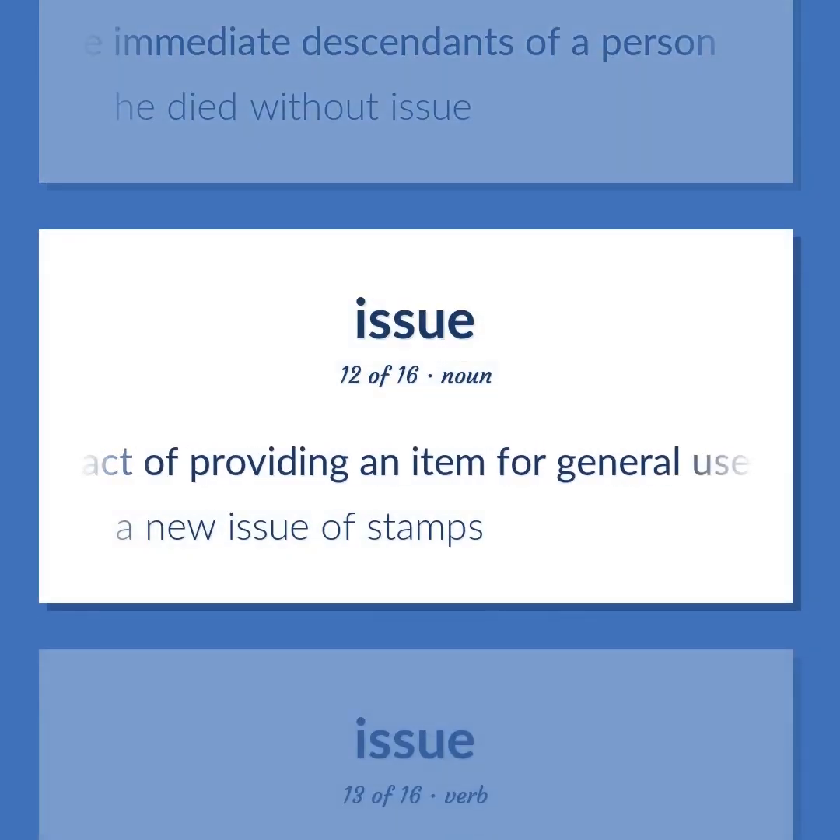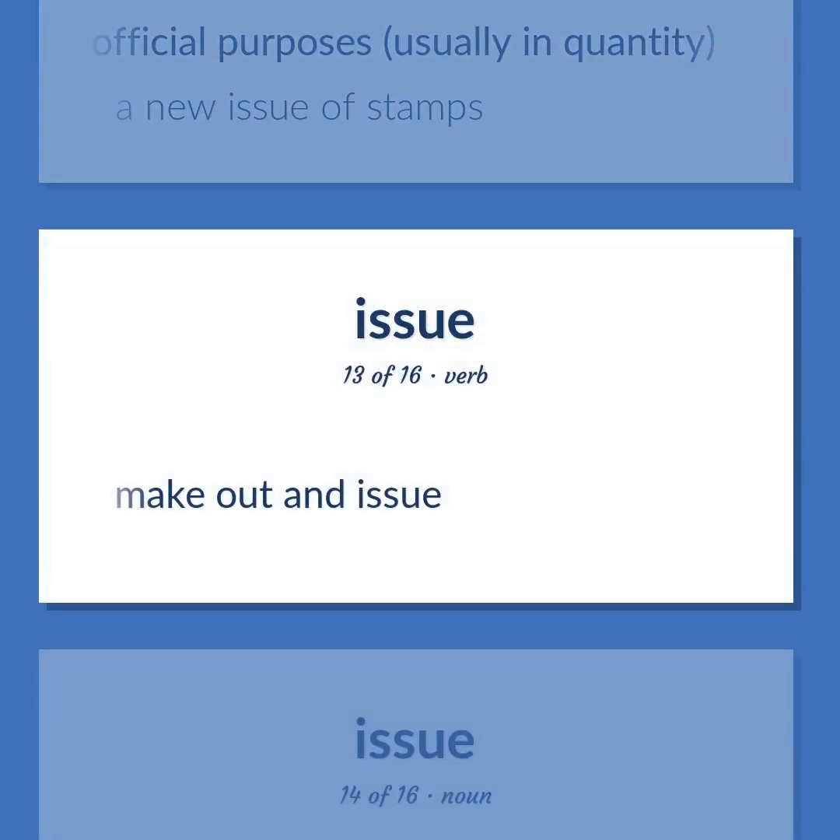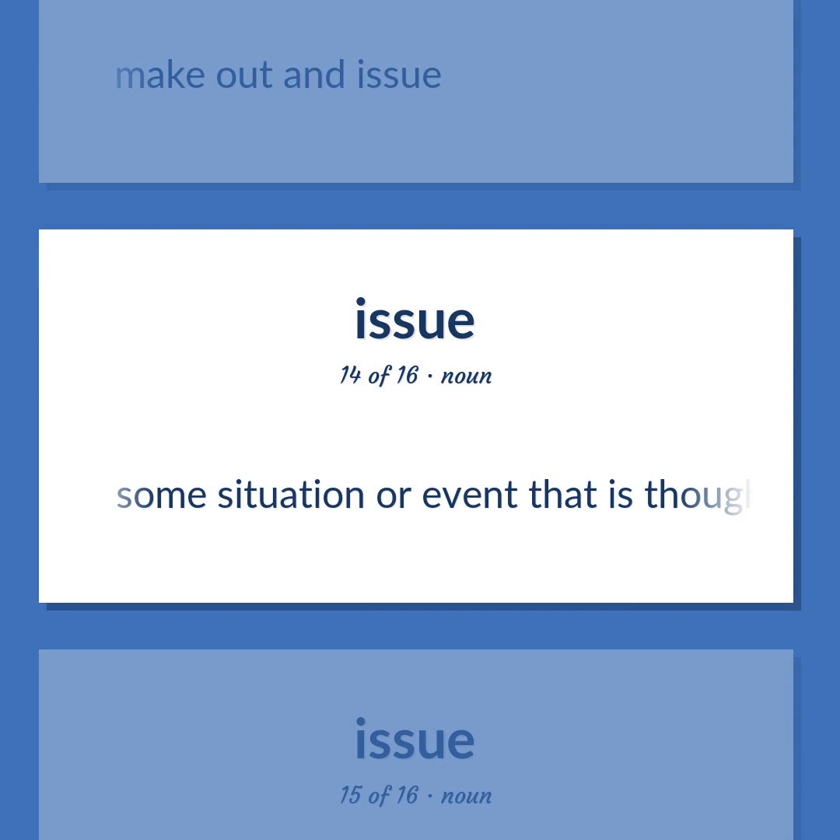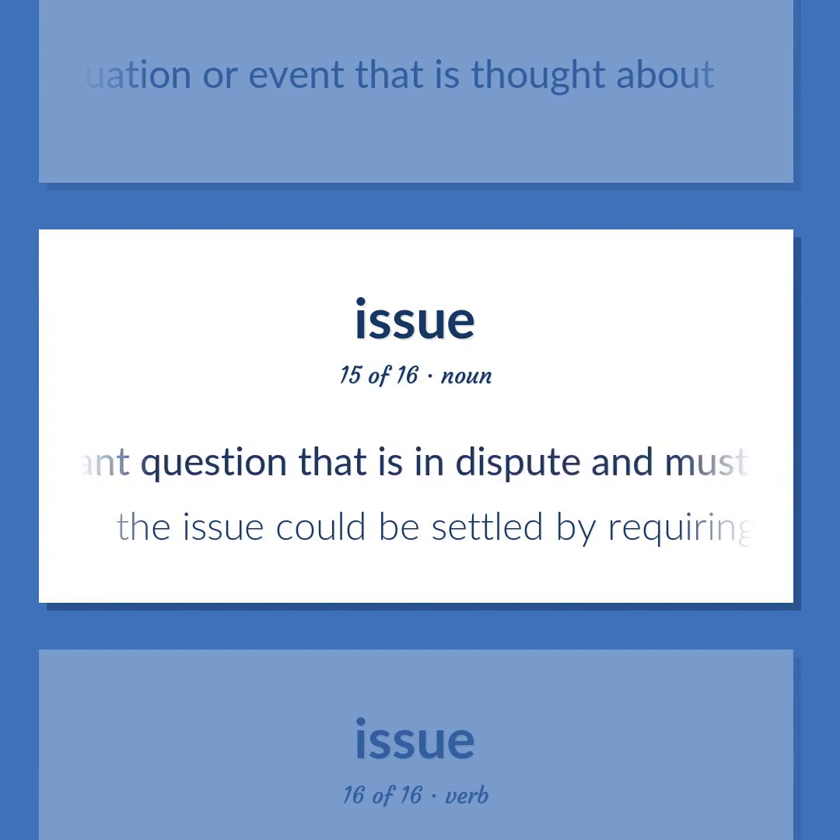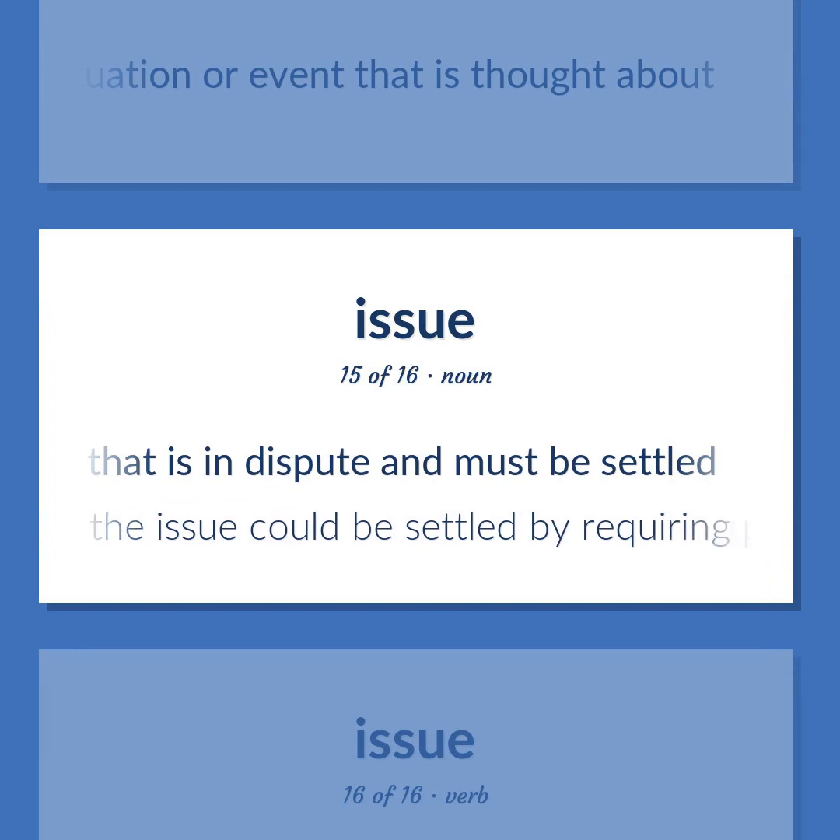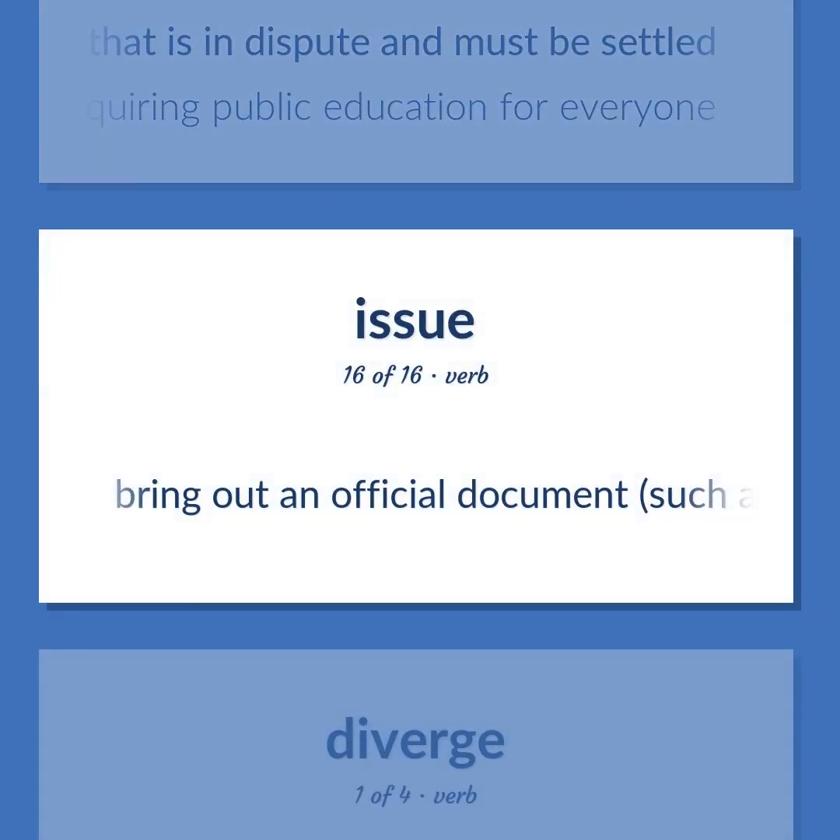The act of providing an item for general use or for official purposes, usually in quantity. A new issue of stamps. Make out an issue. Some situation or event that is thought about. An important question that is in dispute and must be settled. The issue could be settled by requiring public education for everyone. Bring out an official document, such as a warrant.